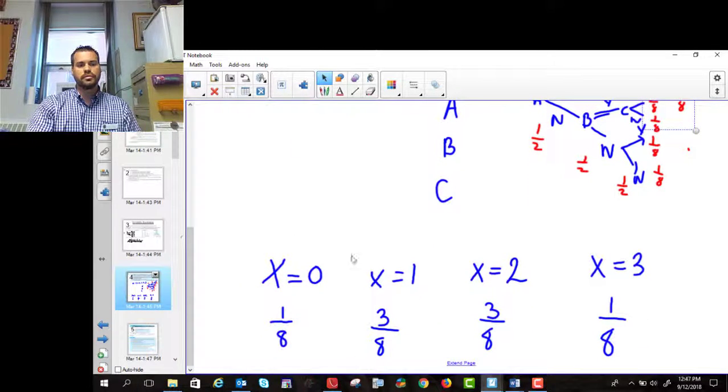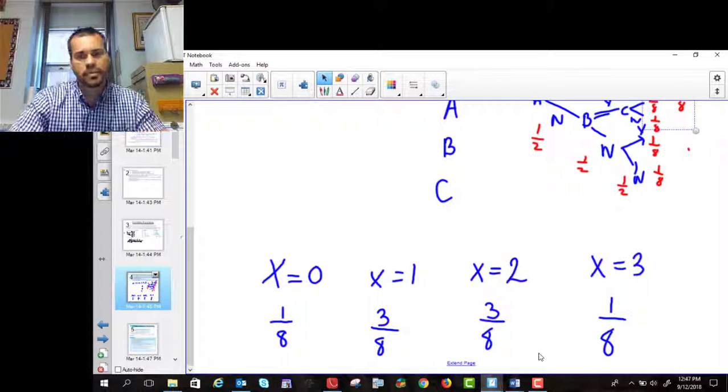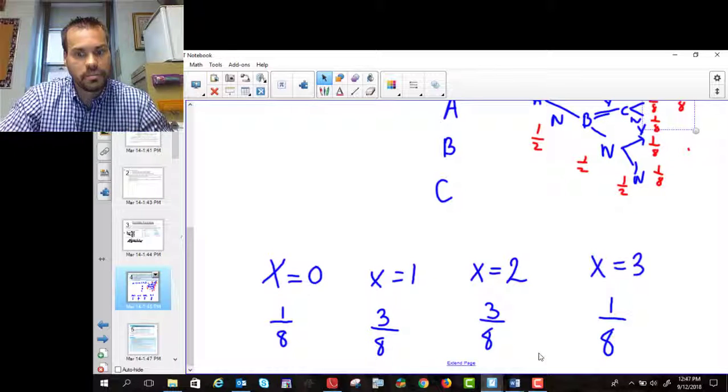Okay, so there's our probability distribution table. I'm going to continue in a minute, but I'm going to end the video there because it's getting longer than the software will allow. So we'll stop there and we'll keep going next time.